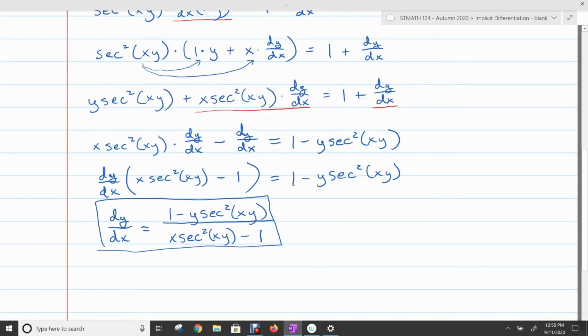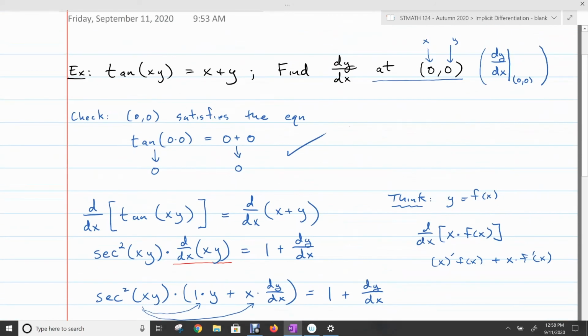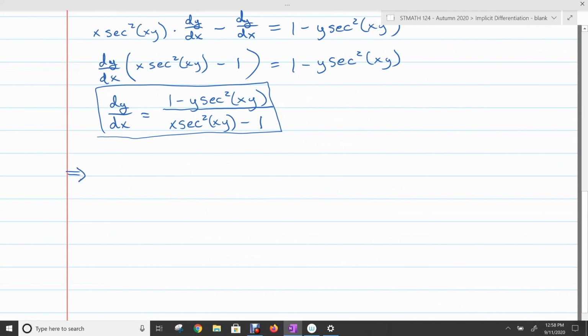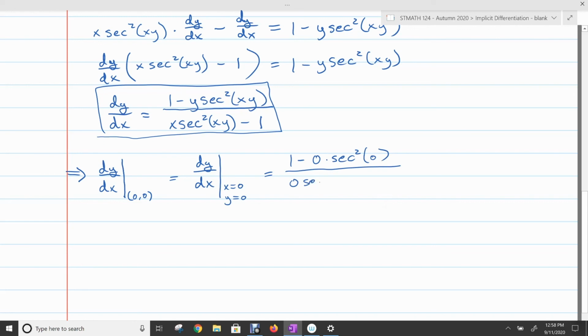We're not quite done yet, because the original instructions asked us to find the derivative at (0, 0). So now that we know the general formula for the derivative, I can calculate that derivative at the point (0, 0). In other words, this is just the derivative with respect to x, where x is equal to 0 and y is equal to 0. So that just means put x equals 0 and y equals 0 into the derivative formula. So I get 1 minus 0 times secant squared of 0, all over 0 times secant squared of 0, minus 1.